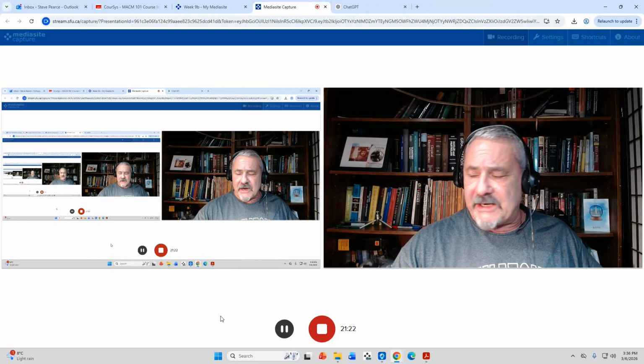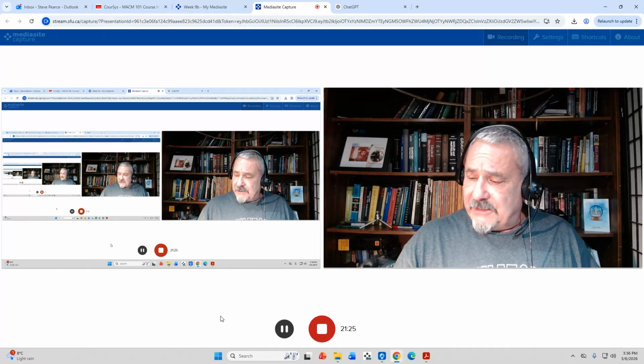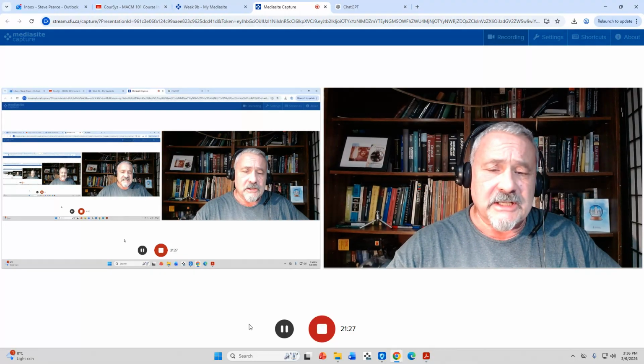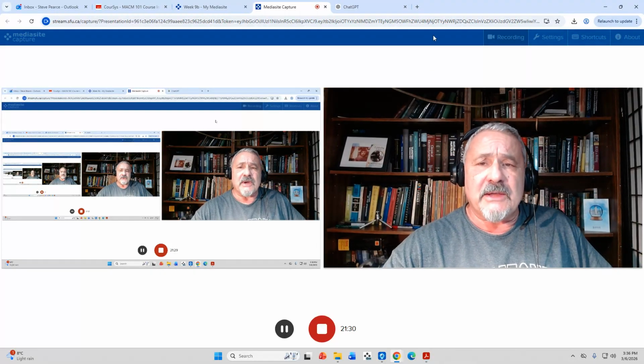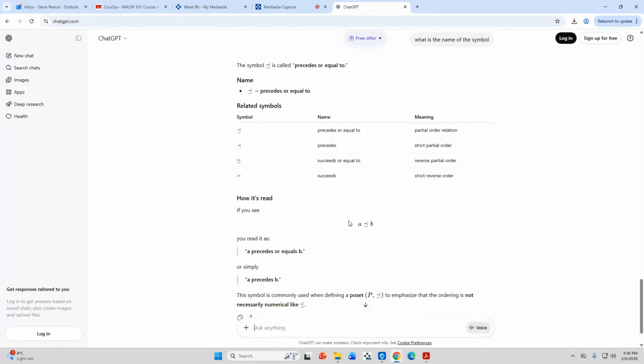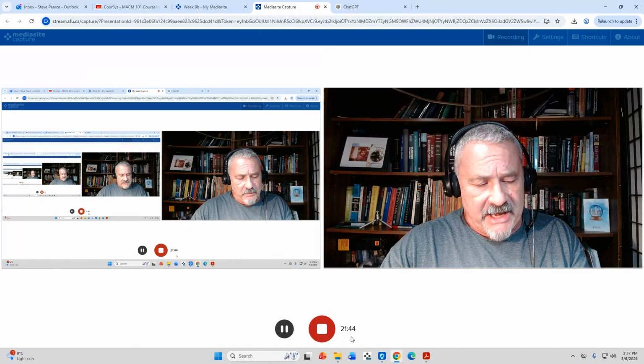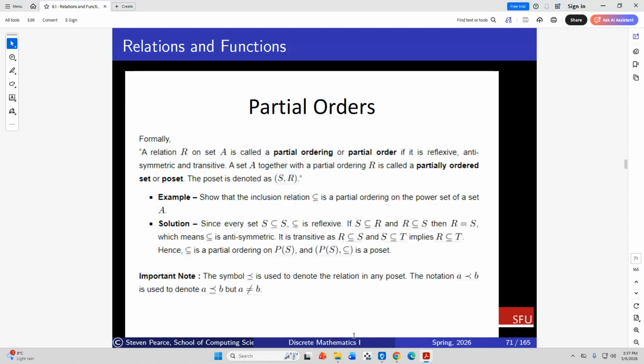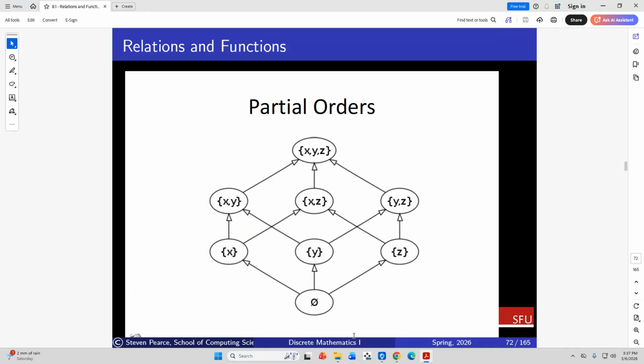Well, I've tried to figure out what that symbol's called. It doesn't have a tilde-like name to it. It says "precedes", that's all it says here. You can see from ChatGPT here that it's called "precedes or equal to". So in other words, that's a partial order. That's all that is. Okay, so let's go back to this. This precedes-or-equal-to symbol is used for a poset. So that's what a partial order looks like.